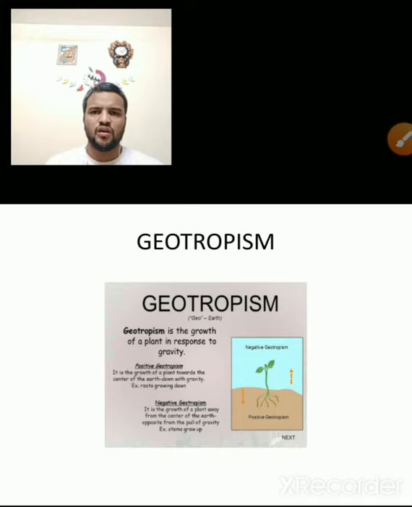Next, geotropism. Geo refers to earth, so geotropism is related to gravity. A response to a stimulus such as gravity, which leads to a growth movement either towards the source of gravity or away from the source of gravity, is called geotropism. You can see that the roots are growing towards the source of gravity, so roots show positive geotropism and the shoot system shows negative geotropism. My dear students, I am just briefing you about the tropic movements because I have already discussed them in detail in the online classes.